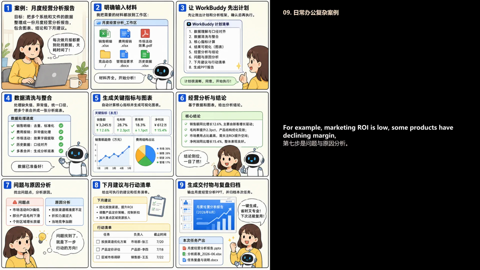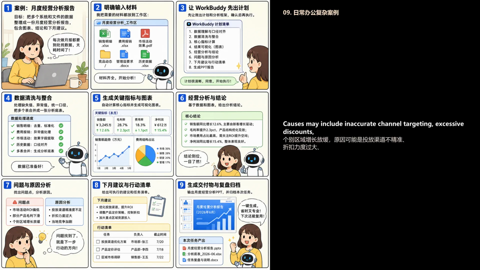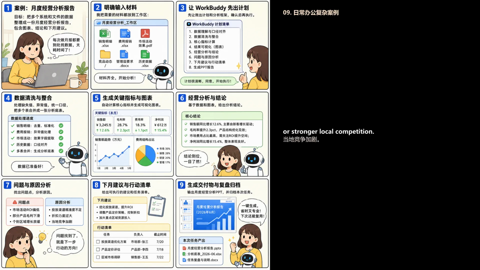The seventh step is problem and cause analysis. For example, marketing ROI is low. Some products have declining margin, and some regions grow slowly. Causes may include inaccurate channel targeting, excessive discounts, or stronger local competition. Do not only list phenomena, trace them back to causes.